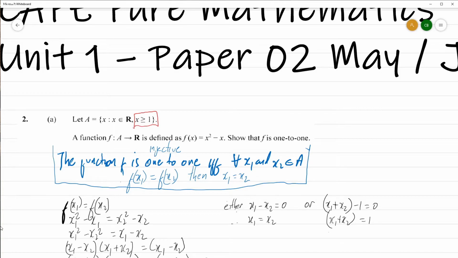So therefore x1 is obviously 1 minus x2. But we know that x1 must be greater than or equal to 1, and x2 must be greater than or equal to 1 because they both belong to the domain A. So if x1 is greater than or equal to 1, then that means that 1 minus x2 must be greater than or equal to 1.